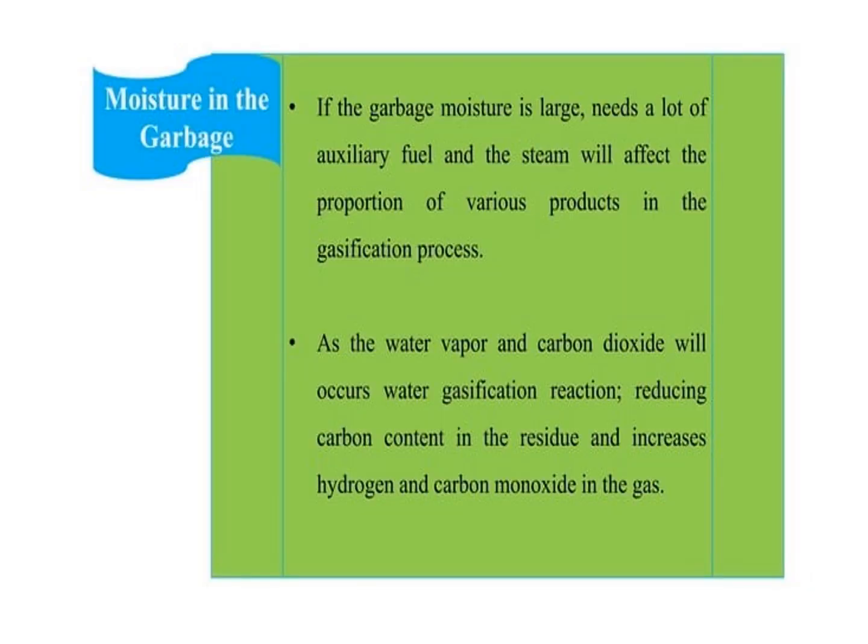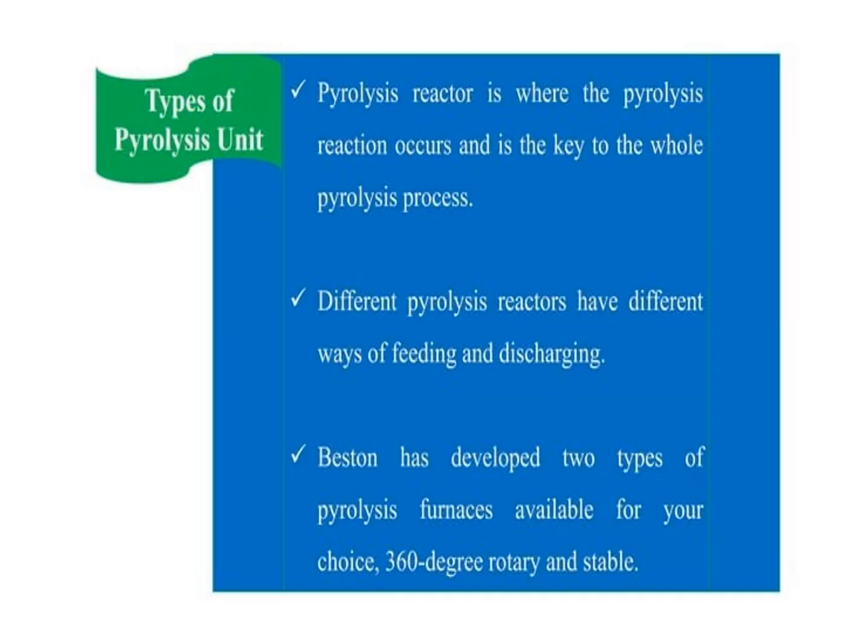Moisture in the garbage. If the garbage moisture is large, it needs a lot of auxiliary fuel, and steam will affect the proportion of the various products in the gasification process. As the water vapor and carbon dioxide undergo water gasification reaction, it reduces the carbon content in the residue and increases hydrogen and carbon monoxide in the gas.